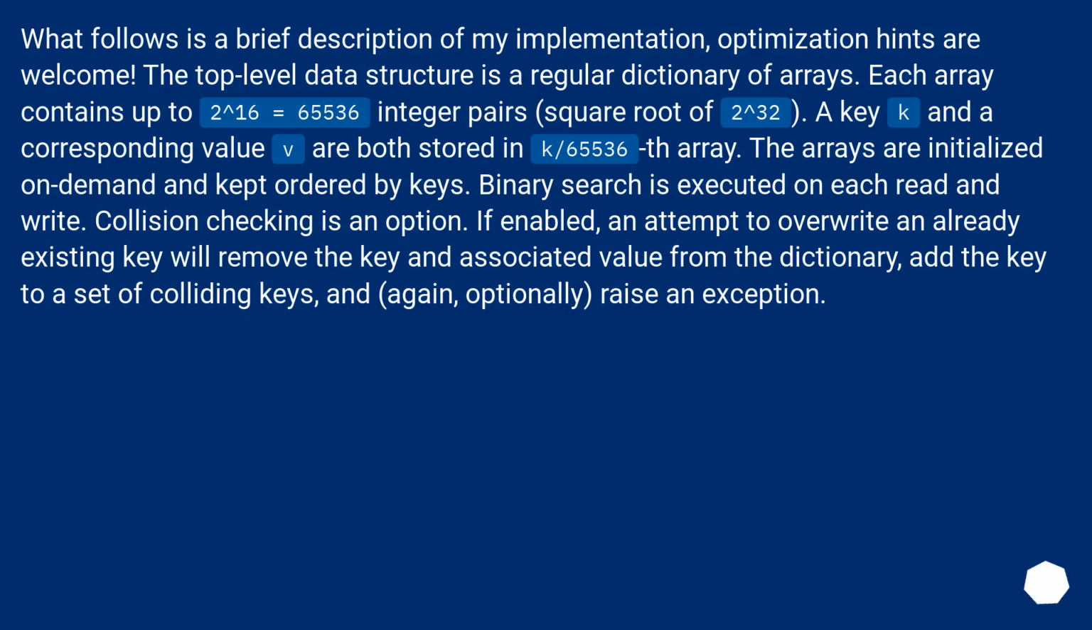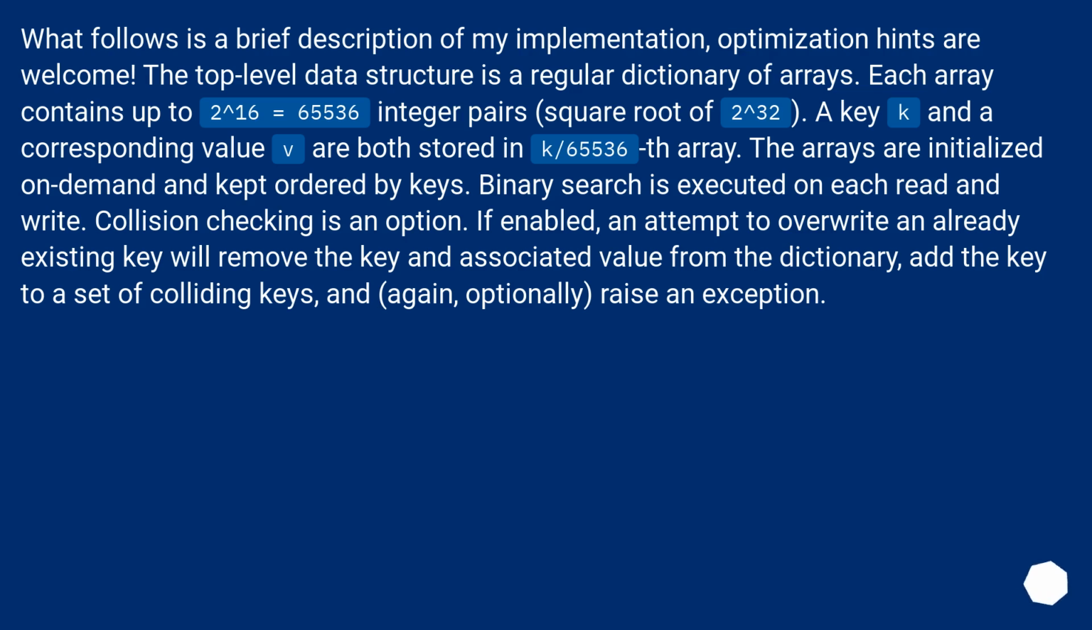What follows is a brief description of my implementation. Optimization hints are welcome. The top-level data structure is a regular dictionary of arrays. Each array contains up to 2 to the power of 16 equals 65,536 integer pairs, square root of 2 to the power of 32. A key k and a corresponding value v are both stored in the k/65536th array. The arrays are initialized on demand and kept ordered by keys. Binary search is executed on each read and write.